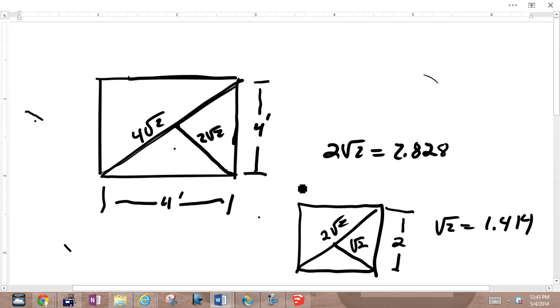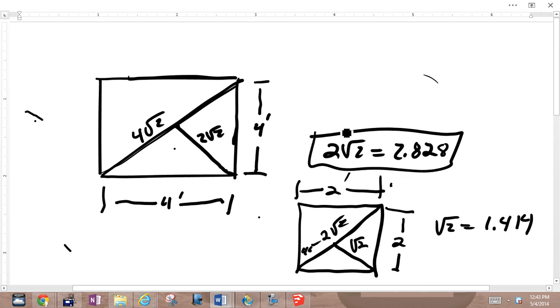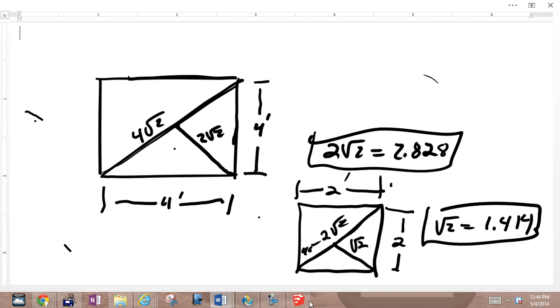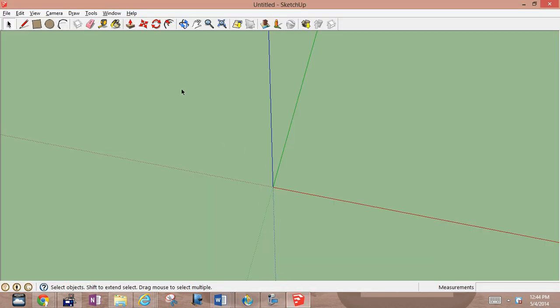Here we have a square which is 2 feet on a side. It being 2 feet on a side, the diagonal, because of the 45-45-90 relationship, is 2 root 2. Half of that is root 2. For our purposes, we're going to need to put these in decimal values. 2 root 2 is 2.828, and root 2 is half that, 1.414. I'll show you why we need that now that we're going to return to SketchUp.